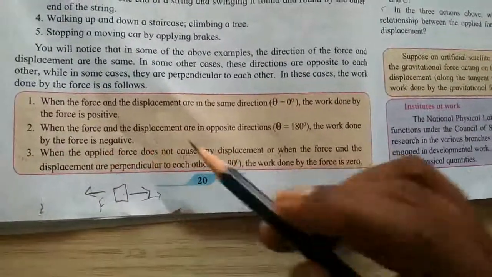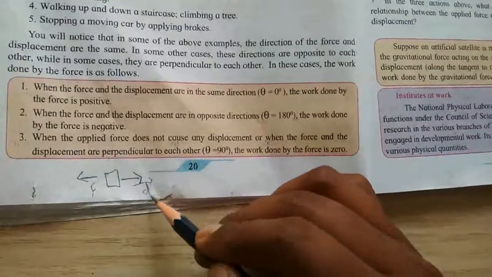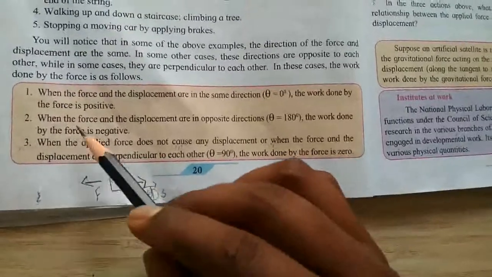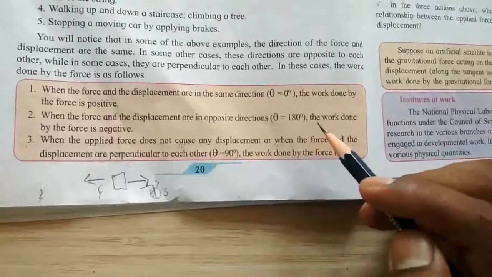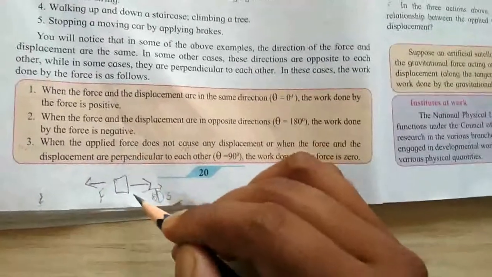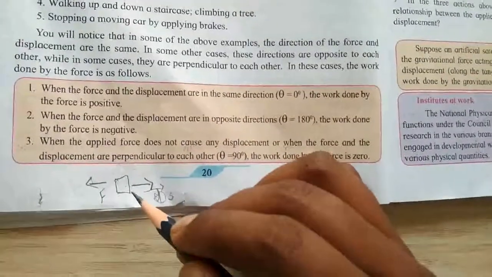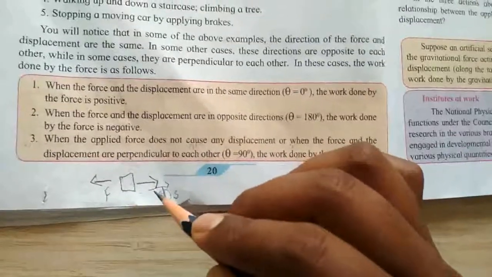So here force and displacement are in opposite directions. Displacement we denote by the letter S. So when the force and displacement are in opposite directions, that is theta is equal to 180 degree, the work done by the force is negative. In this case we say it is negative work done because the force and displacement are in opposite directions.